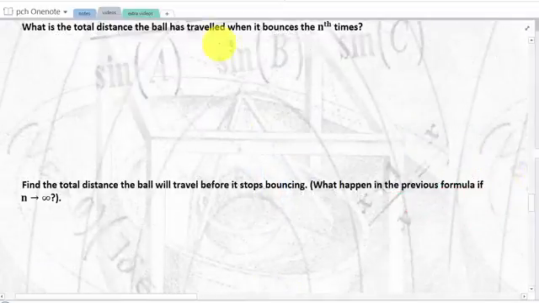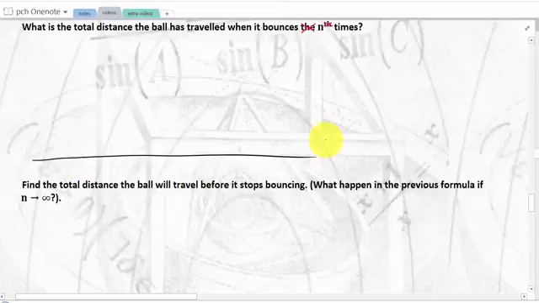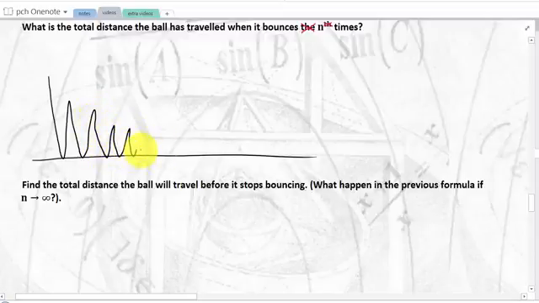What is the total distance the ball has traveled when it bounces n times? N times is better. When it bounces n times. Here we go. That's a sentence. All right, so if it bounces n times, what do you have? Well, let's see. Here's the first bounce. Here's the second bounce. Here's the third one. Fourth, fifth, etc. And then the nth bounce right here.